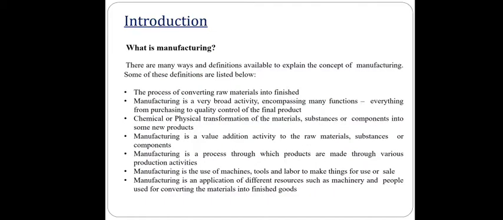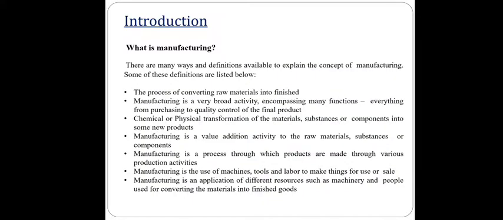Now we will start the introduction. First of all, the question arises: what is manufacturing? There are many ways and definitions available to explain the concept of manufacturing. Some of these definitions are listed below. The process of converting raw material into a finished product is nothing but manufacturing. Manufacturing is also a broad activity encompassing many functions, everything from purchasing to quality control of the final product, which is also called manufacturing.